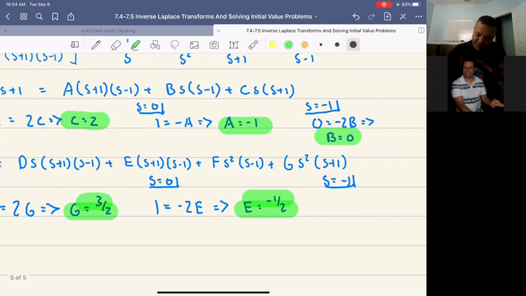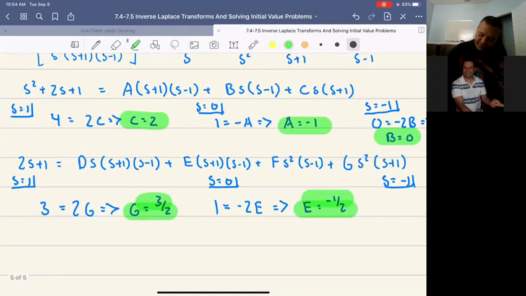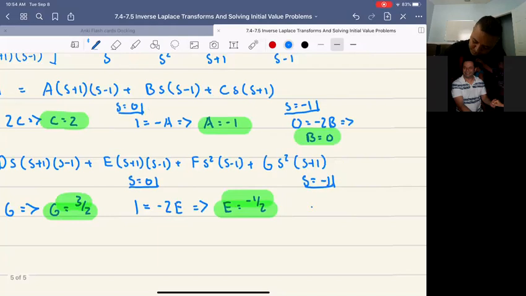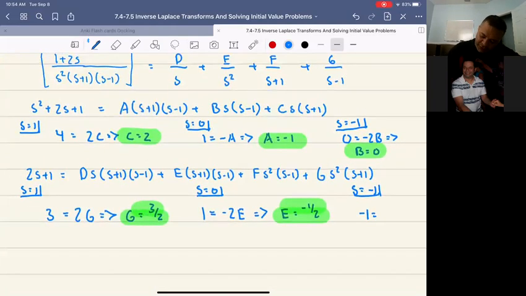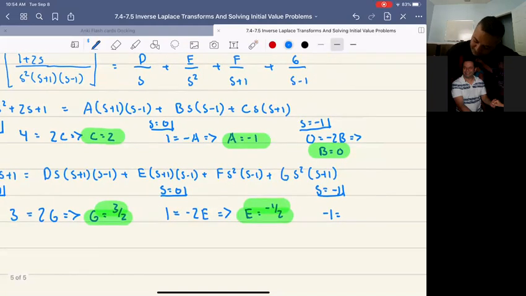Here on this side, we're going to have -2 plus 1 is -1. And what's going to be left over? When s is -1, 0, 0, 0, so we're going to have 1, -2f. So f equals 1/2.